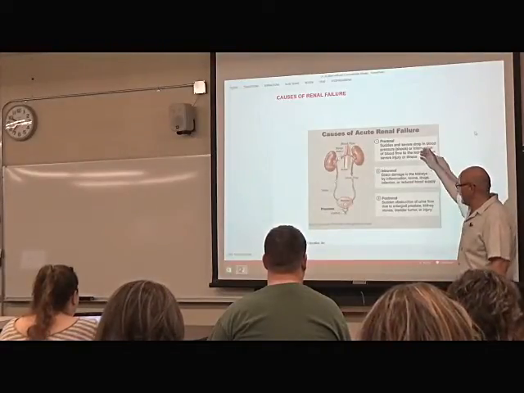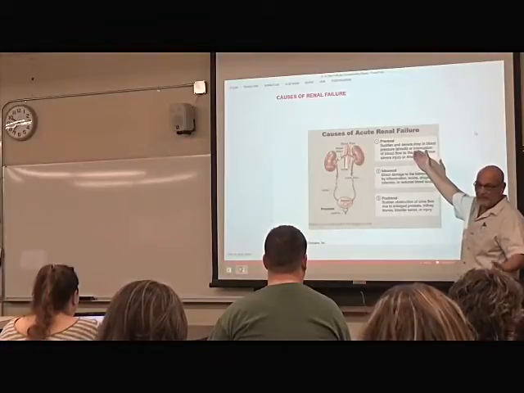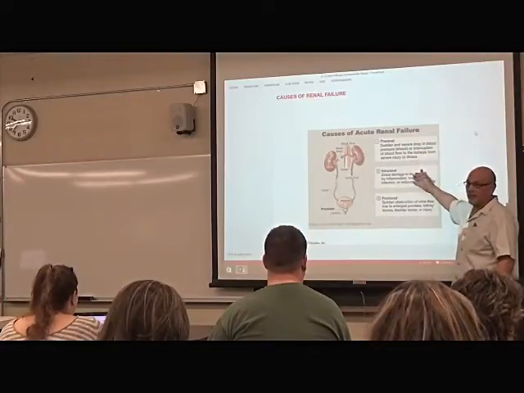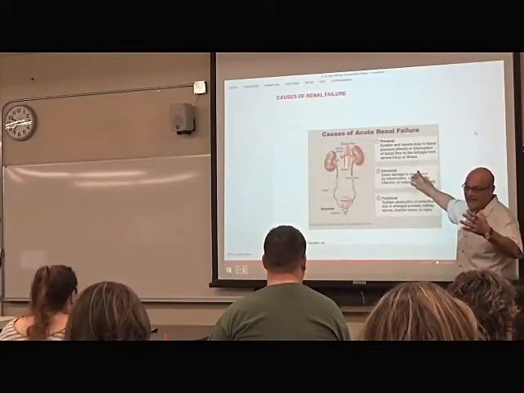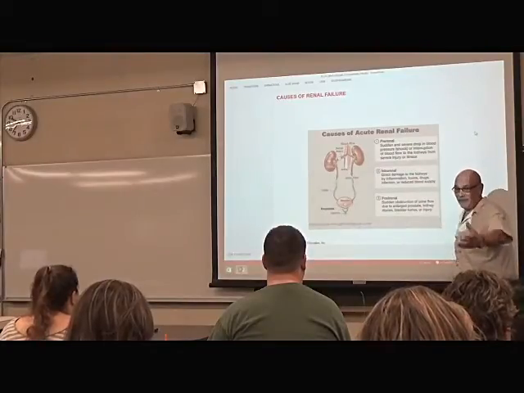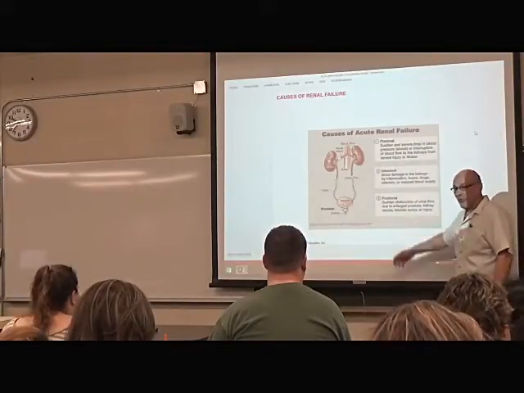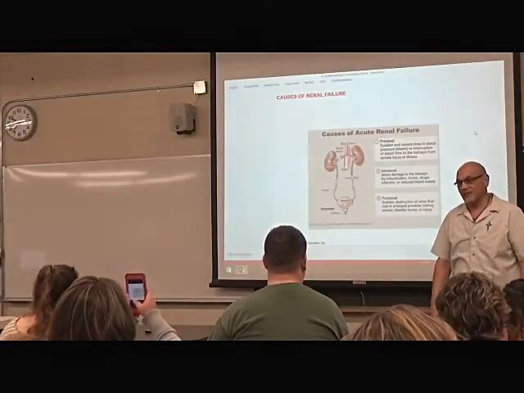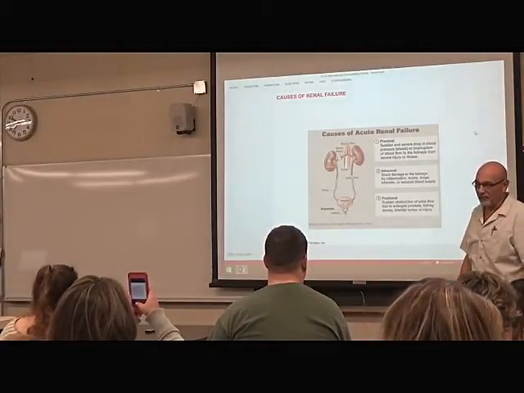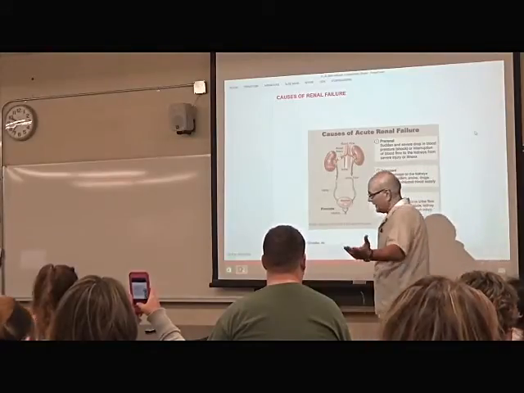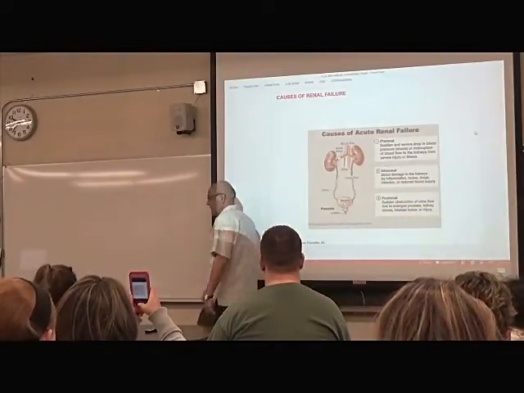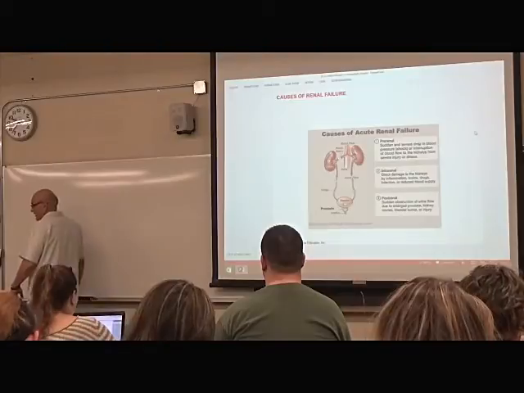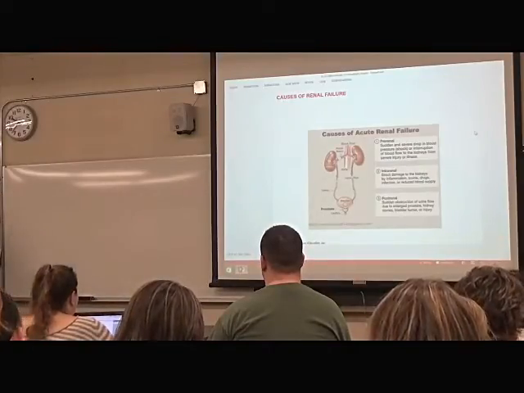So pre is playing with the volume coming to it. Intra is going to be infection, something that's aggravating the kidney, such as pyelonephritis, which is blood. Postrenal means like a stone. Think of a stone, or a guy with a big prostate, prostatic cancer. So that's pretty much how you cause renal failure at a rapid rate.